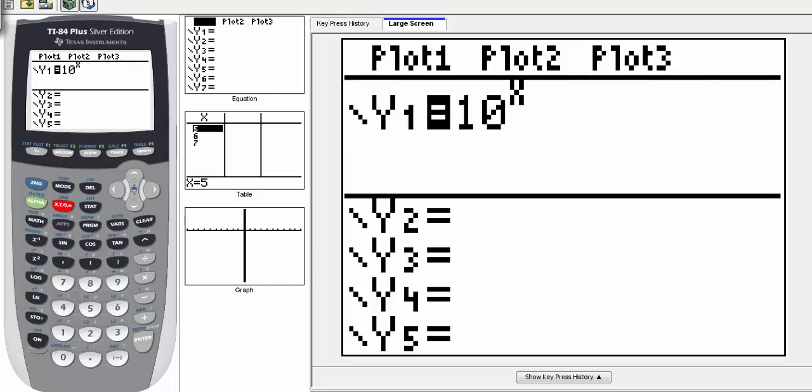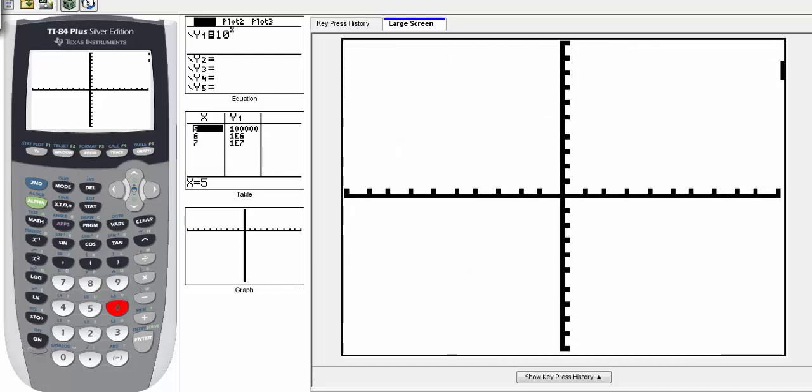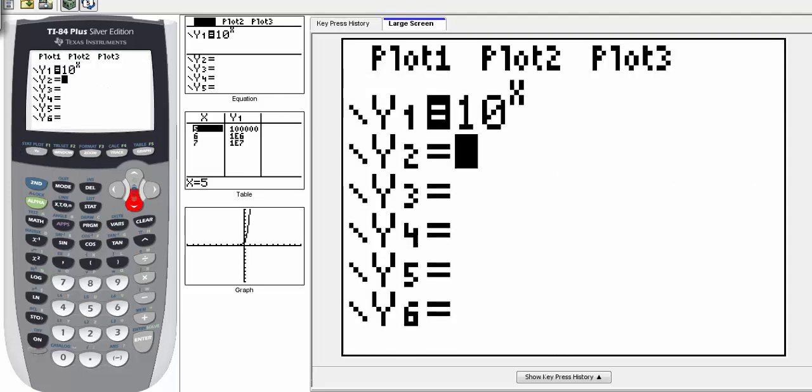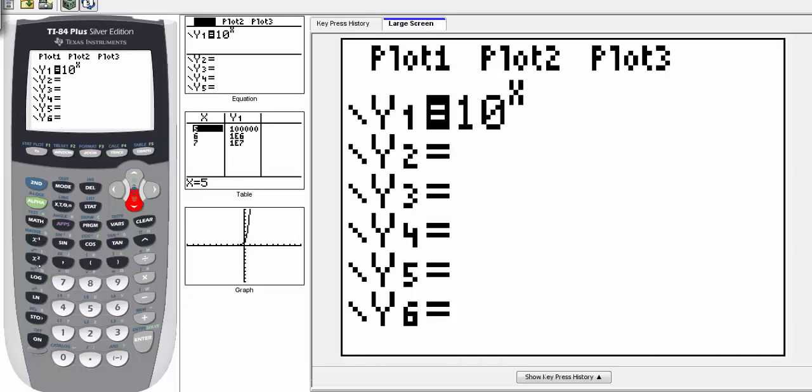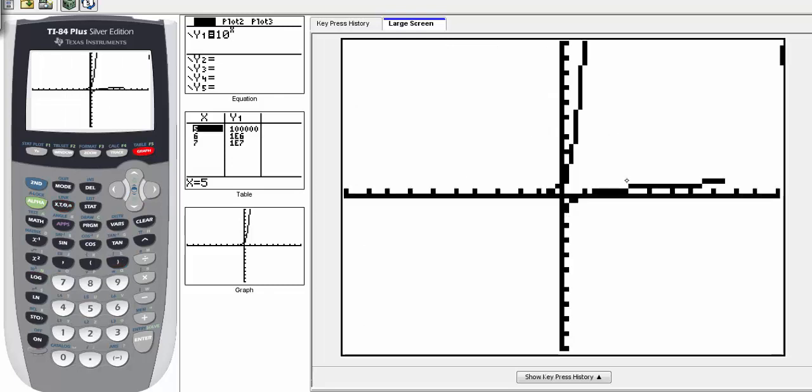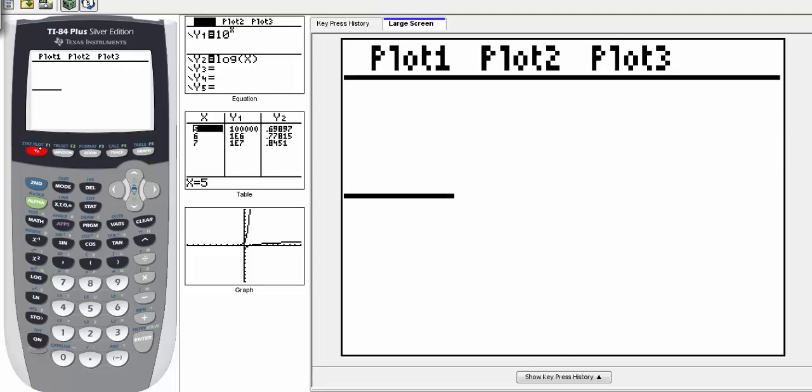And of course, if we go to zoom standard, we can see over here we have our graph that we're familiar with. But now I want to go back and look at the graph of the function that we just found, the inverse function, which is the logarithmic function, log of x. Okay, so if I go down to y2, we can type in log x. And notice the graph here is here at the bottom. Okay, and remember, what's the relationship of a function and its inverse?